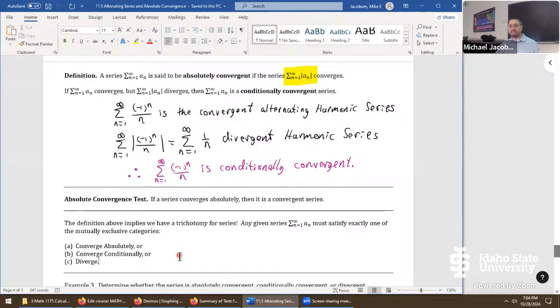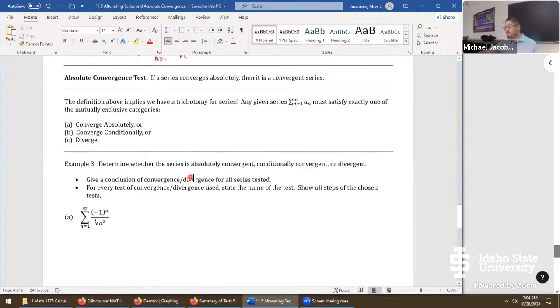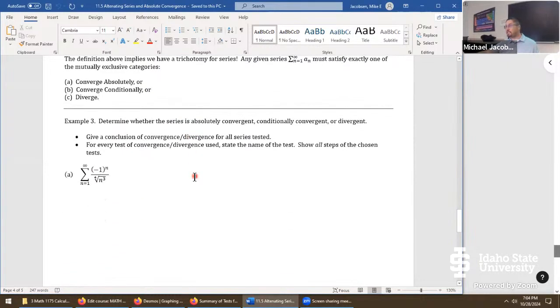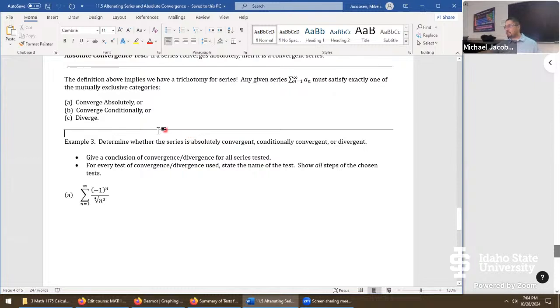Okay, they're all pretty tricky, so really the best way to absorb this is to look at particular examples like we did here, and do the examples. So let's give this a try. We'll determine if the series is absolutely convergent, conditionally convergent, or divergent.